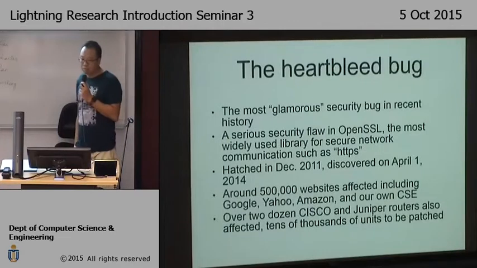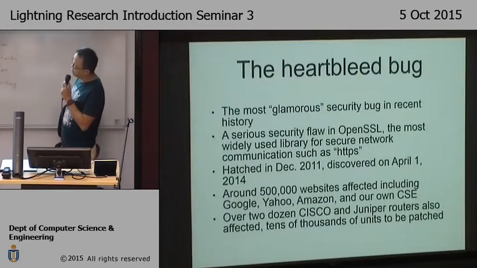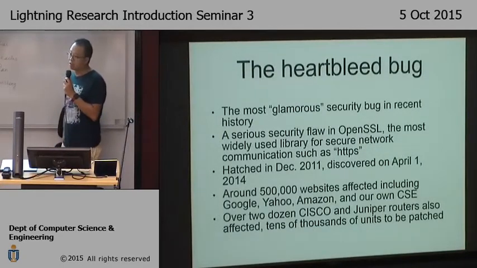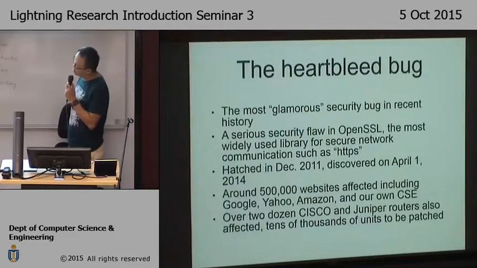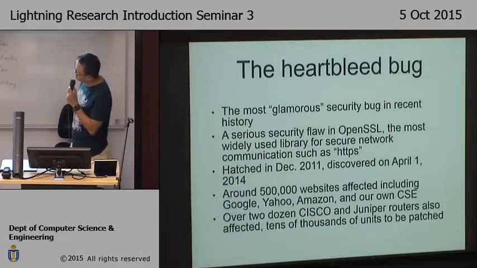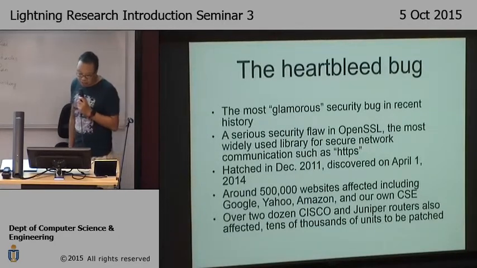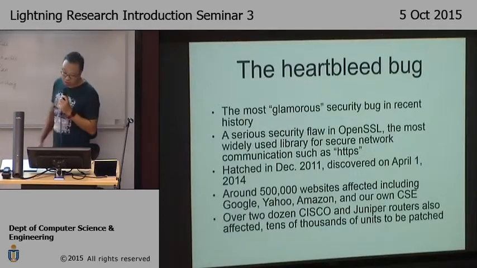The Heartbleed bug is the most glamorous security bug in recent history. It's a serious security flaw in OpenSSL, the most widely used security library for C for secure network communication, such as HTTPS. This bug was hatched in December 2011 and discovered in April last year. More than half a million websites were affected, including our own, and more than 24 types of network routers were also affected, and tens of thousands of units needed to be patched. So it's a big deal.